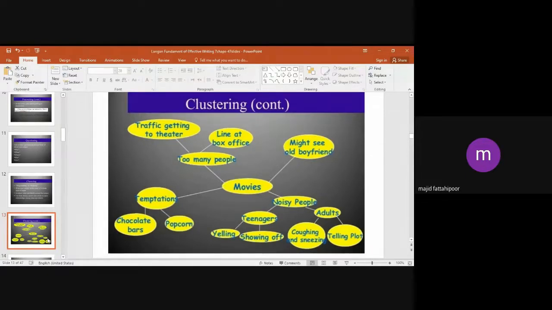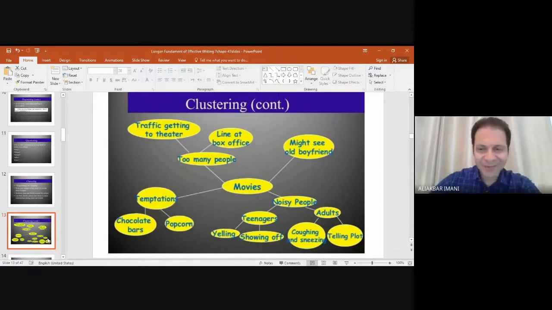For example, in this clustering that I show you, you can see this all in yellow and blue. Dr. Imani, is it showing up very well or not? Yes, it's very clear. Okay, very good.